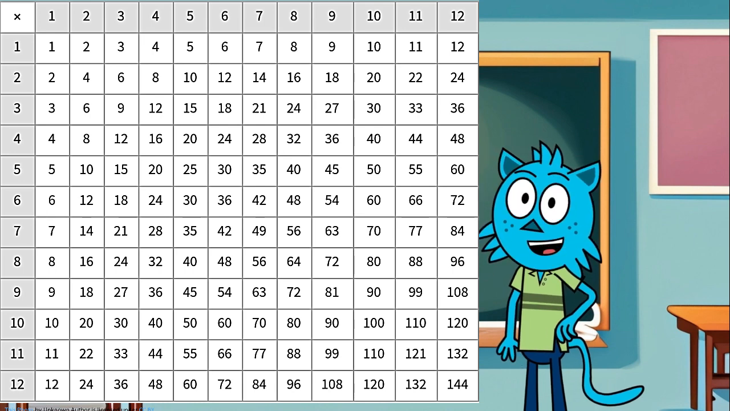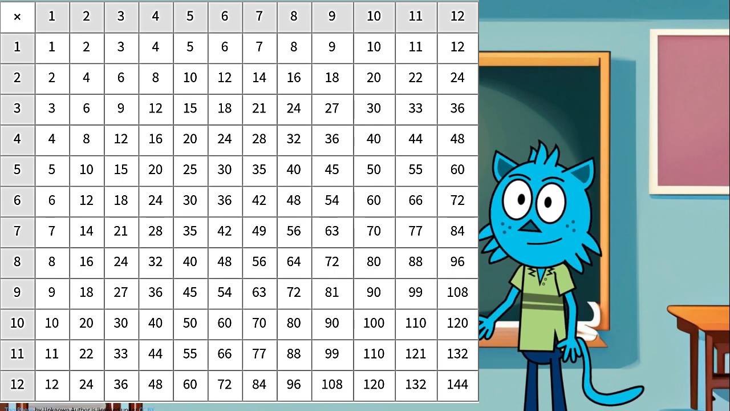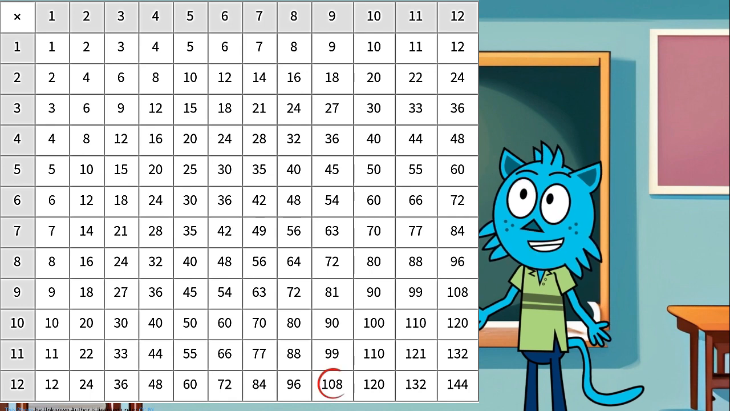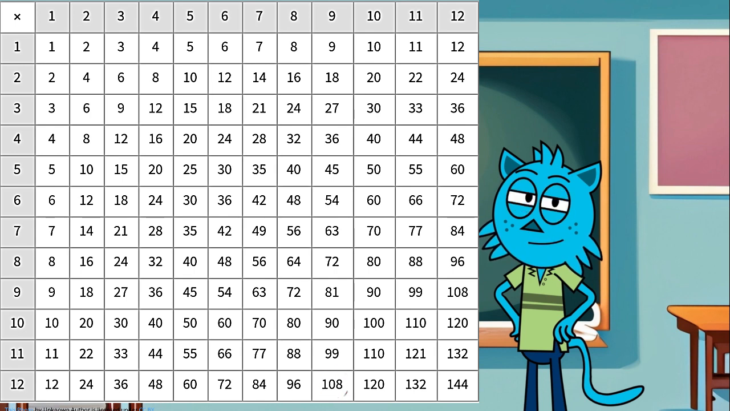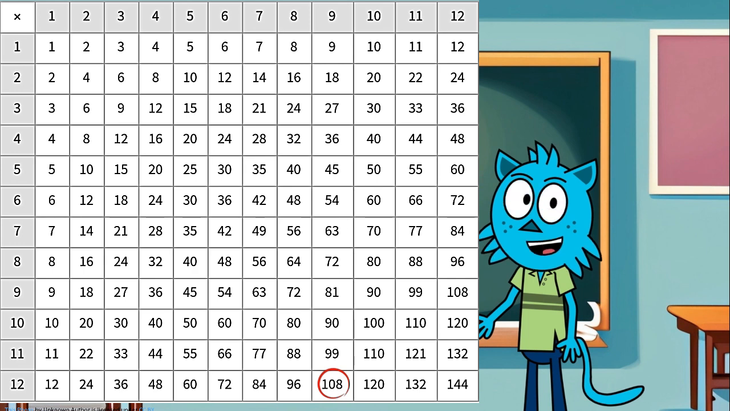Scan along the left side to find the number 12. Now flick upwards to see 9 at the very top. Tracing your finger to the box where they cross reveals the mystical answer to be 108. The table has shown us 12 times 9 equals 108. Math made easy. I'll conjure another math magic trick.